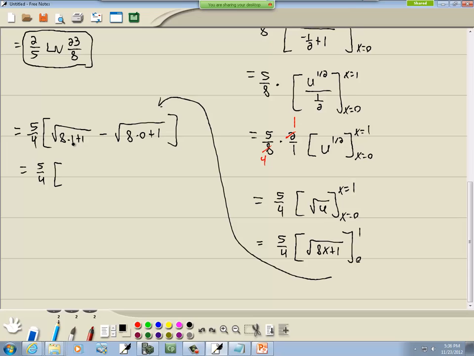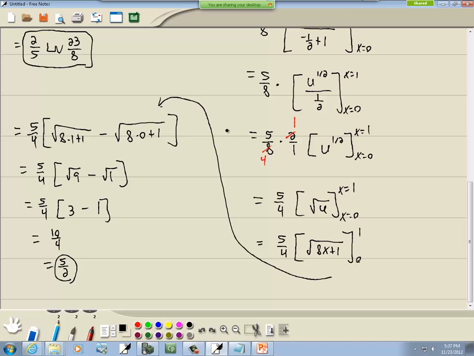Well, 8 times 1 is 8, plus 1 is 9. So we've got square root of 9 minus, 8 times 0 is 0, plus 1 is 1. So we've got square root of 1. Well, square root of 9 is 3, minus square root of 1 is 1. So that gives us 3 minus 1, which is 2, times 5/4, which gives us 10/4, which gives us 5/2.